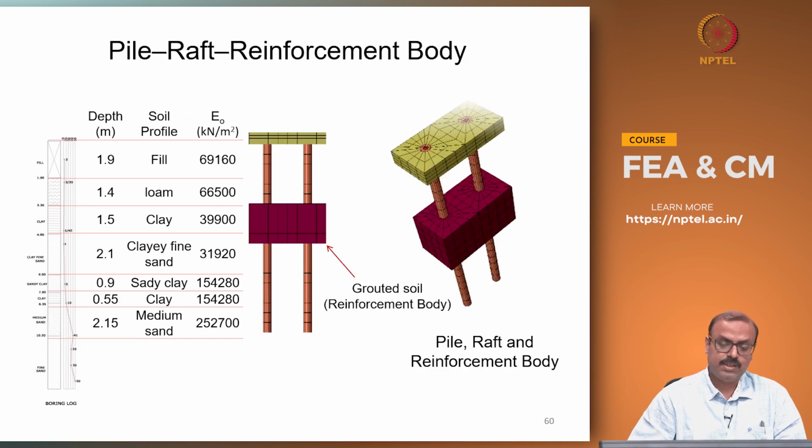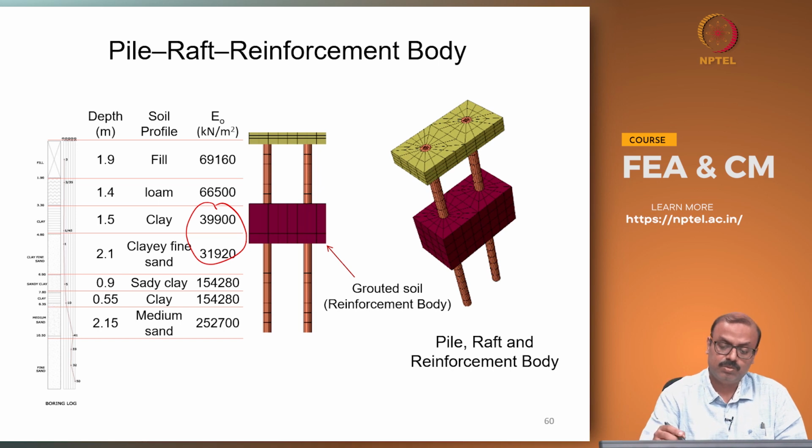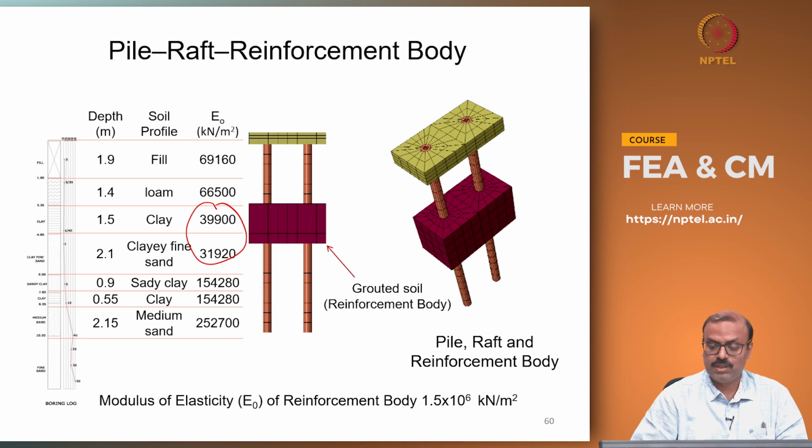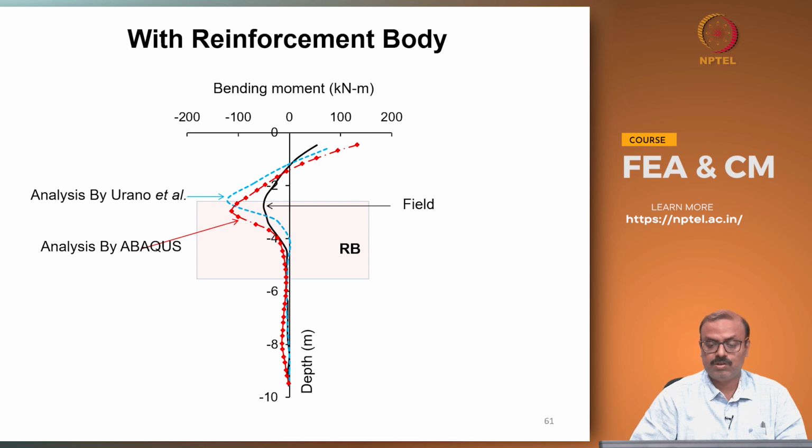Now, as I said earlier, the lateral load carrying capacity was a question in this particular case because of this soft layer. So, what the site planned is to have a grouted soil, which we call a reinforcement body. We model that also in Abaqus, assuming it is a linear elastic material. If you put in that reinforcement body, this is the field test data. The analysis by Urano is again over-predicted. However, in Abaqus also, it is more or less close to Urano's analysis. There are various reasons possible.